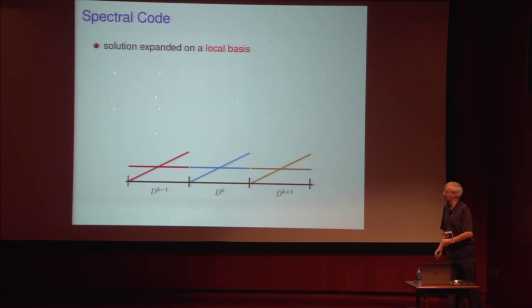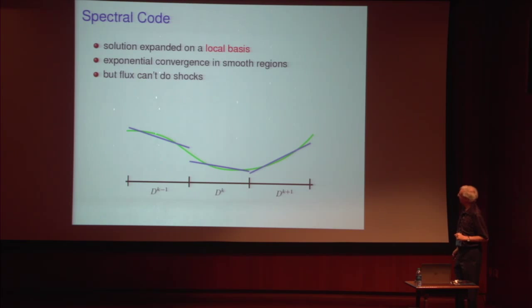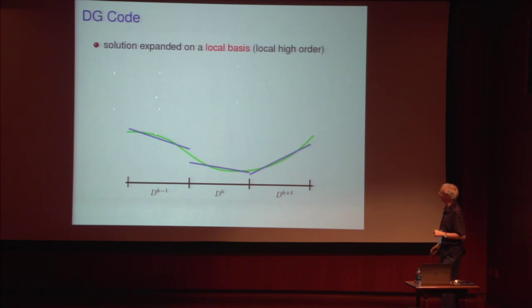How does a spectral code work? Well, I said the solution is expanded in local basis functions. So here I've shown 2 basis functions, a constant and a linear function of x. So we represent our solution as a linear combination of those, so basically straight lines. Right? So you see 3 straight lines. This gives you the exponential convergence, but we still have a flux reconstruction problem, and it turns out that for these methods, you can't handle shocks. Okay, it's a little technical, but you take my word for it.